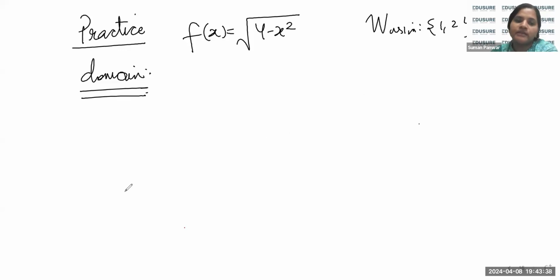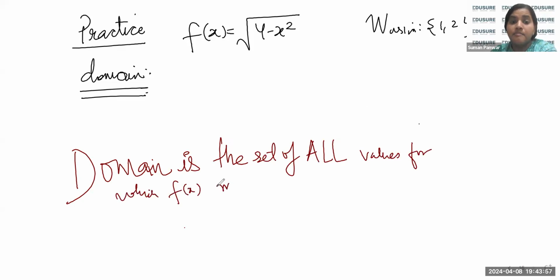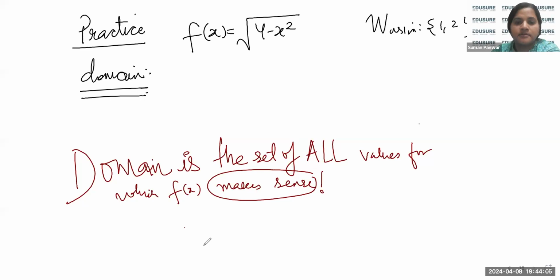क्या होता है डोमेन का मतलब? डोमेन is the set of all values for which f(x) makes sense. Okay, Ankita is saying all the real numbers from 0 to 4. So Ankita has given me an answer. All real numbers from 0 to 4.